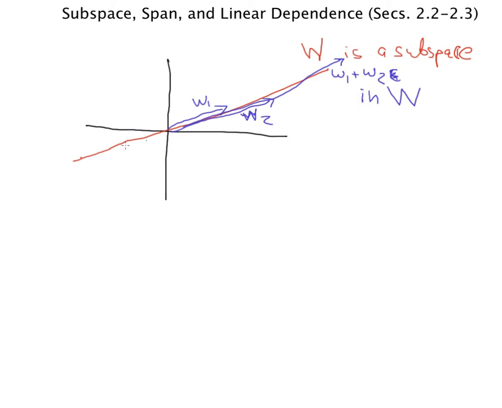And I also have to check the other property, I'll draw an example. Suppose I have a vector W, and I have a scalar, say, 2, and I multiply 2 times W. I want that to still be in the same space, and well, it is. 2 times W is also along this line. So let's do a non-example.